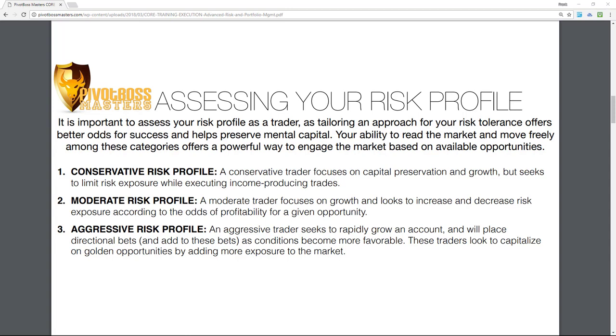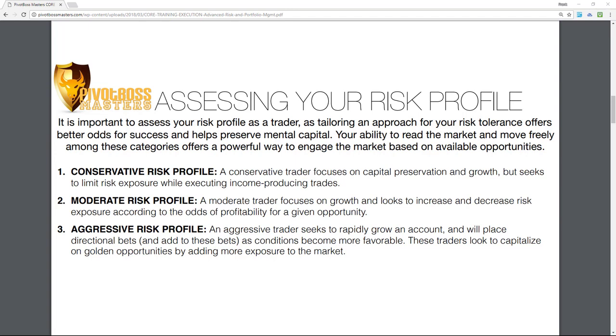For example, the conservative risk profile: this is a conservative trader who focuses on capital preservation and growth. They're not trying to lose what they have. They'd rather preserve that capital and add to it. They're seeking to limit their risk exposure, but they're also looking to produce income producing trades, right? That's the goal for a conservative risk profile.